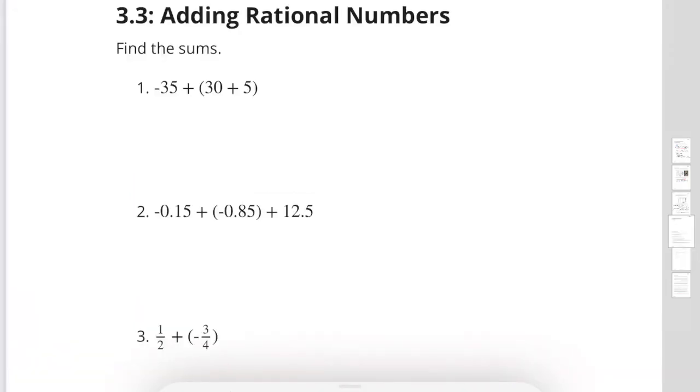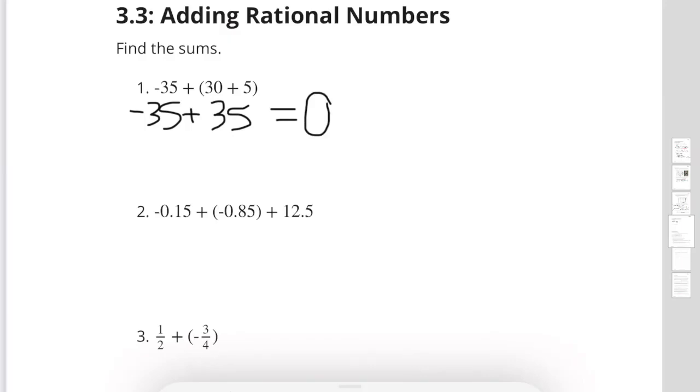3.3, adding rational numbers. So it wants us to find the sum. So remember our order of operations on number 1. So we must complete the parentheses first. So 30 plus 5 would be 35. All right, now we're left with negative 35 plus positive 35. We know these are opposites, therefore my answer is 0.